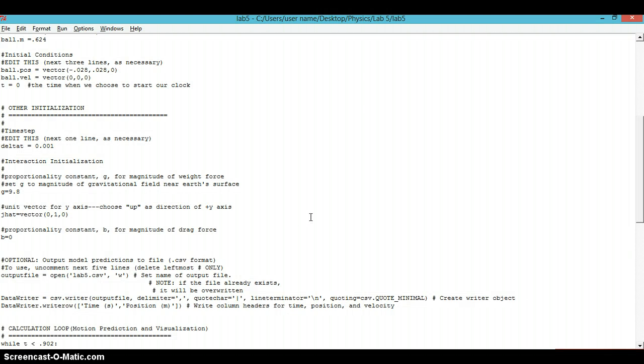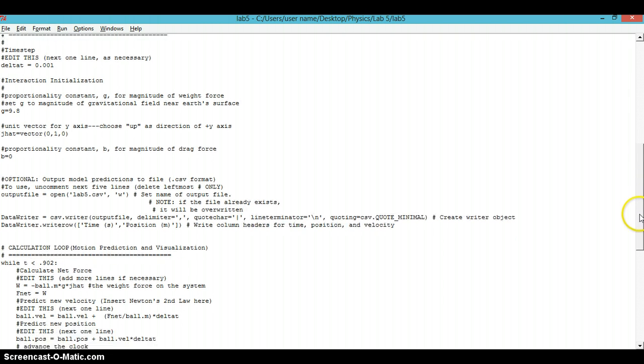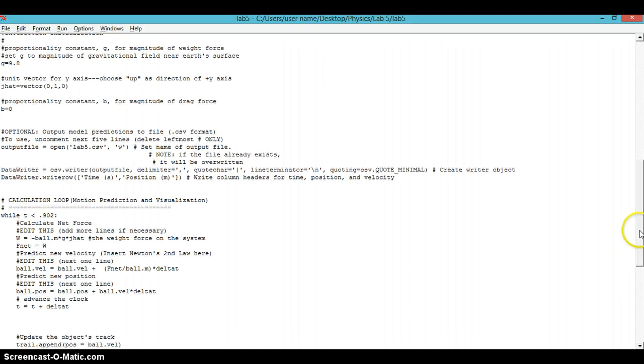Here's my code I used for this lab. The mass of the ball is equal to 0.624 grams, or 0.624 kilograms, my bad. And then the initial position of the ball is equal to negative 0.028, 0.028, and 0 meters. And the initial velocity was 0 since it was starting from rest. We set g equal to 9.8 meters per second squared in order to calculate the force of gravity acting on the ball.